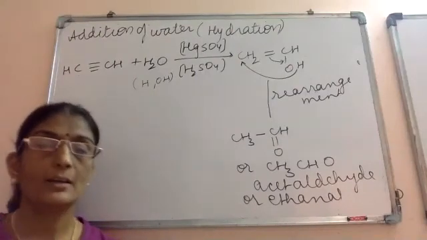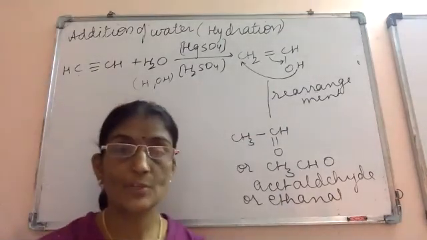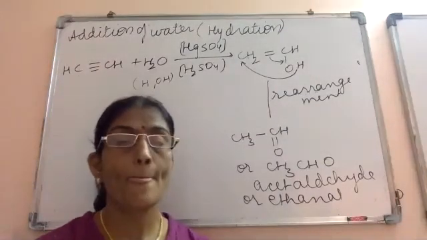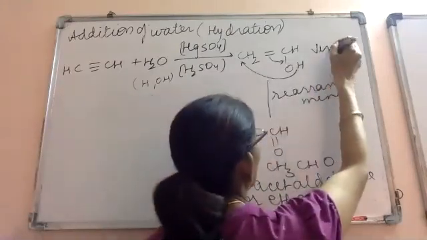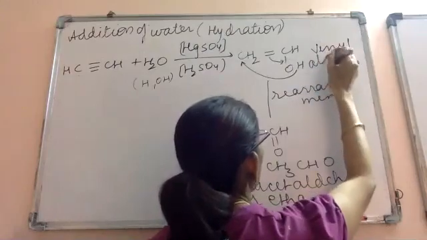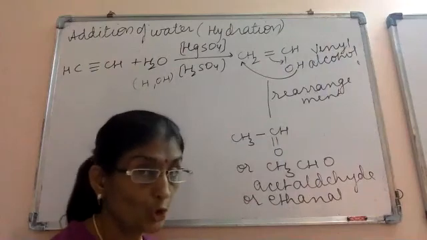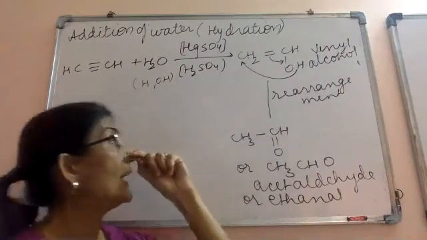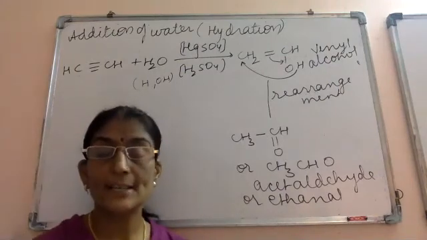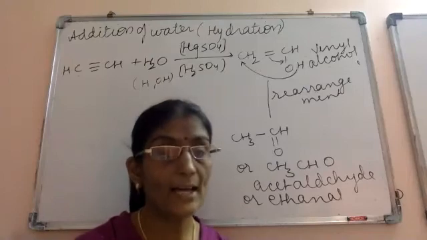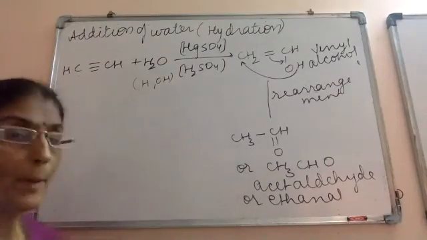So ethyne, water is added in presence of H2SO4 and HgSO4. The product obtained is first vinyl alcohol. Then rearrangement takes place, tautomerism takes place. Vinyl alcohol becomes aldehyde, so CH3CHO, that is acetaldehyde or ethanal, is produced. See one more example: propyne.